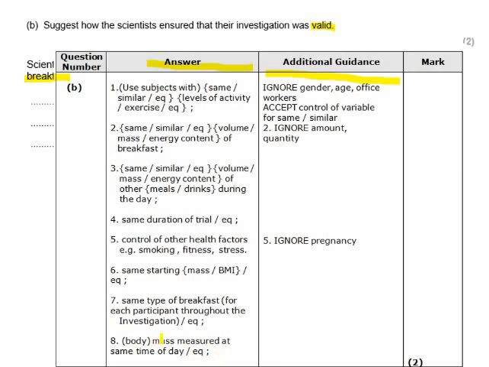Body mass obviously differs if you measure it in the morning or measure it in the evening after you've eaten, and again, that could affect someone's BMI, so everyone should have theirs measured at the same time.